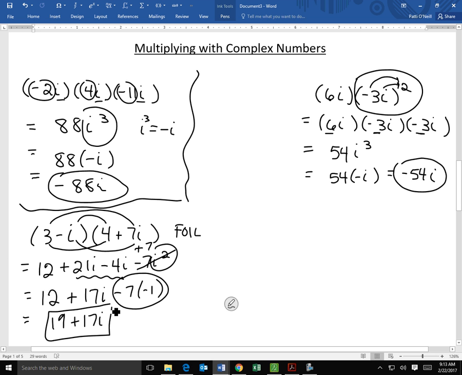Final answer. We want to make sure all of our like terms are combined. We want to make sure all of our powers of i are simplified.